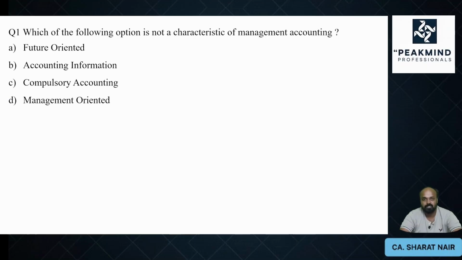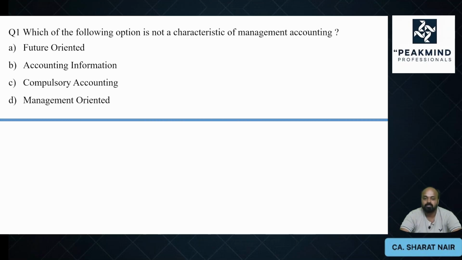Okay. So the first question which came for the exam was, which of the following options is not a characteristic of management accounting? Options given were future-oriented, accounting information, compulsory accounting, as well as management-oriented. It's very easy. The odd one out is compulsory accounting.